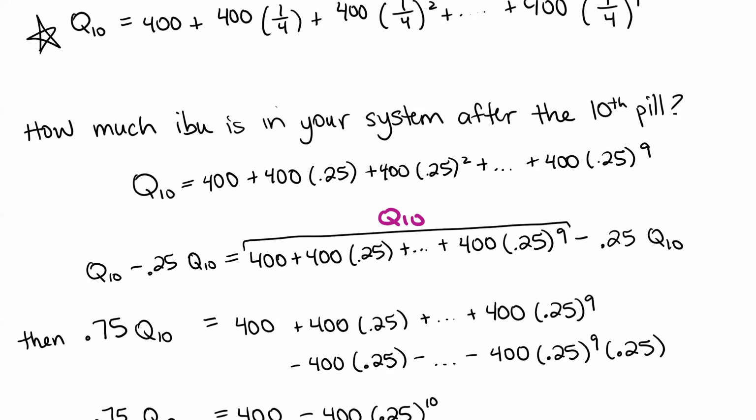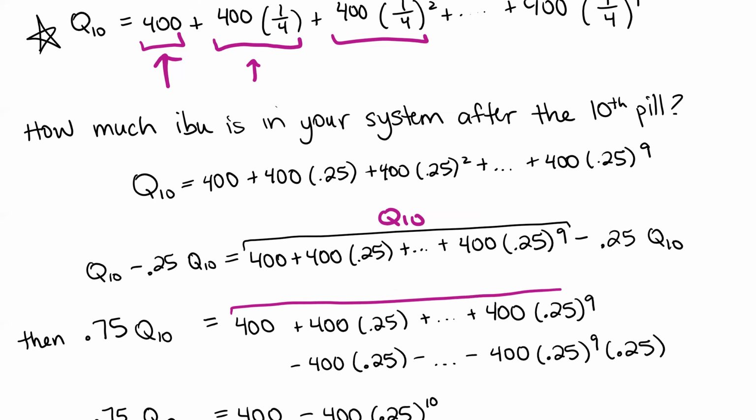So Q10 is 400 plus all this. So let's take the first term here and multiply it by 1/4. So we have 400 times 1/4. And then we'll have our next term times 1/4 plus our next term times 1/4 all the way down. So we'll have 0.75 times Q10 equals, here's Q10, and then this part is 0.25 Q10.